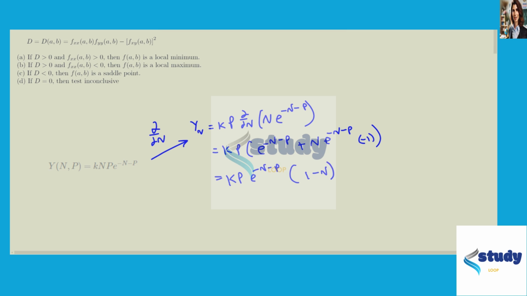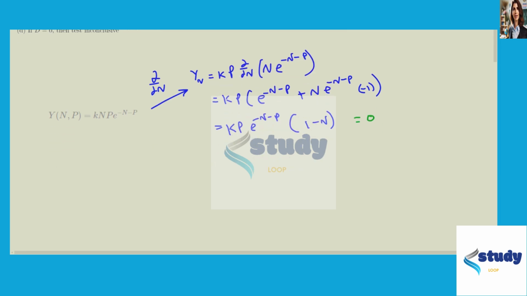Okay, so if we're trying to find what values maximize this, first we're going to set this equal to 0. So the only things that are going to be variables in this case are p and 1 minus n. So that's going to imply either p is 0 or 1 minus n is 0, so n is going to be 1. So we have that. Now let's go ahead and repeat this for the other derivative.